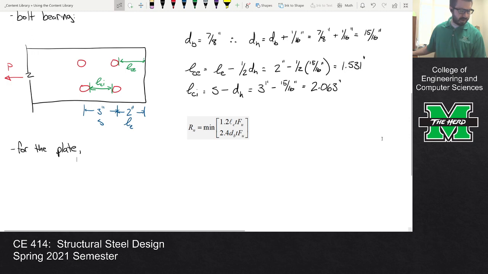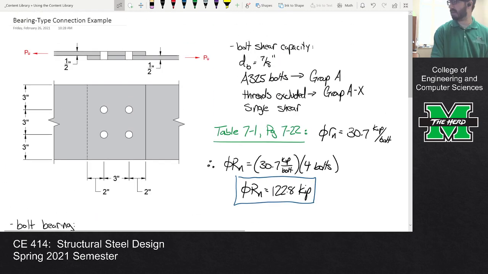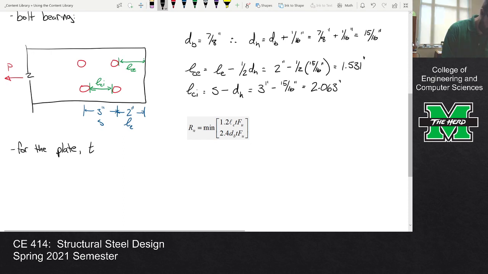Do we know the thickness? I believe the thickness was given to us at the beginning of the problem. Yep, the plate thickness is given right there. It's a 1/2 inch. What about the FU value? Do we know what the FU value is? Well, we were told the grade of the steel. The steel is A36. So for A36 steel, what is the FU value? 58 KSI. After a while, the more you do this stuff, you just remember them. You don't even really need to look them up.